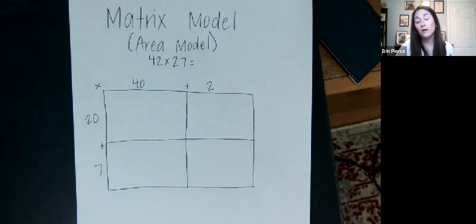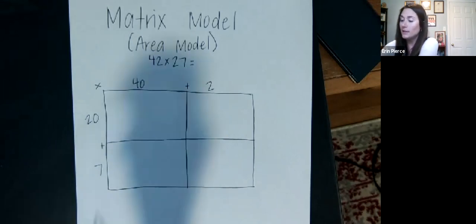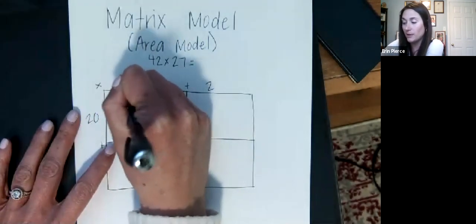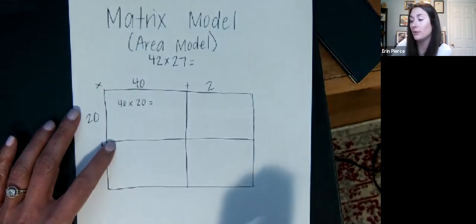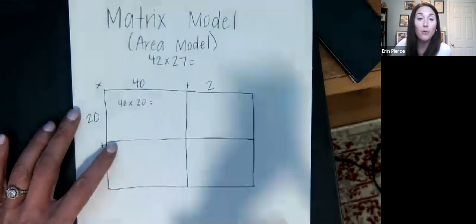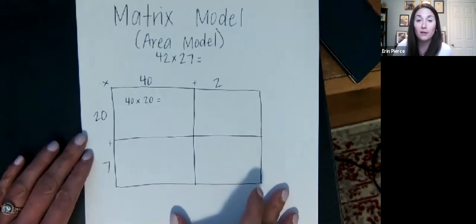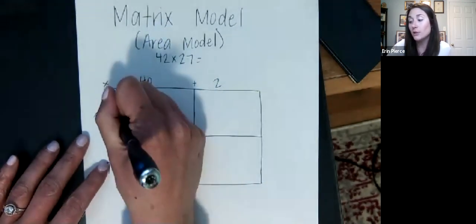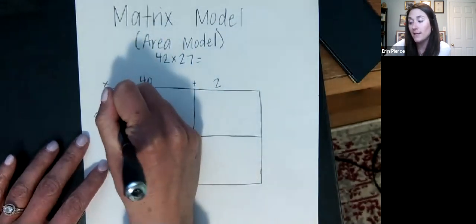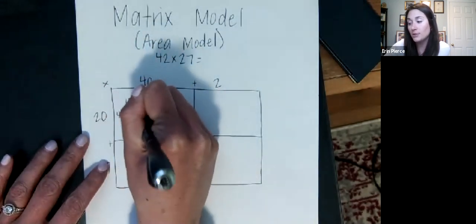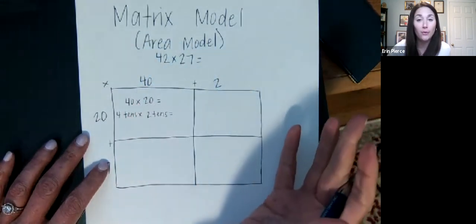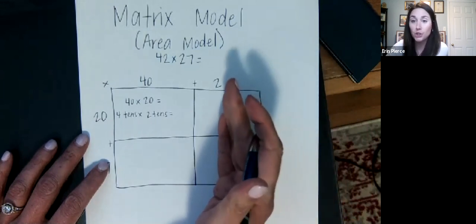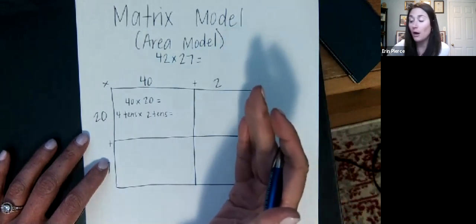So we want to think 40 times 20 is going to be in the first box. This is why I'm doing this on a bigger piece of paper. You might not be able to fit all of this in your box. I just want to point out some of the thinking that's going on with it. So 40 times 20 is really like 4 tens times 2 tens. How many tens do I have when I do 4 times 2? What is 4 times 2? Olive?